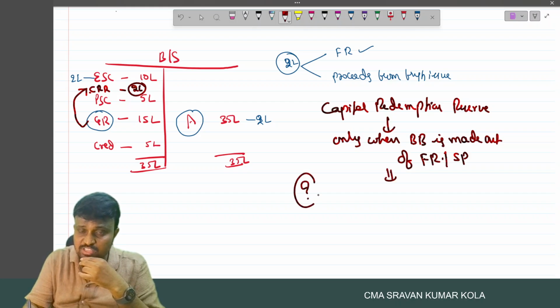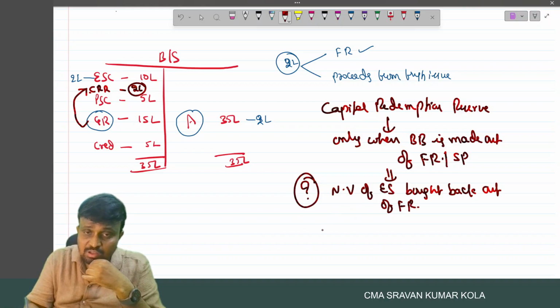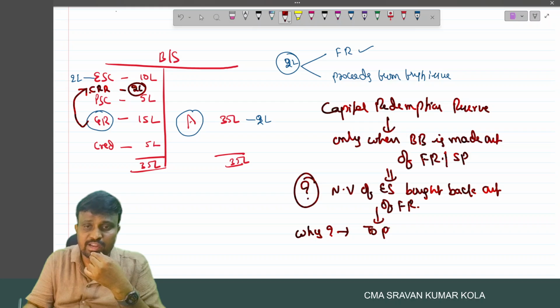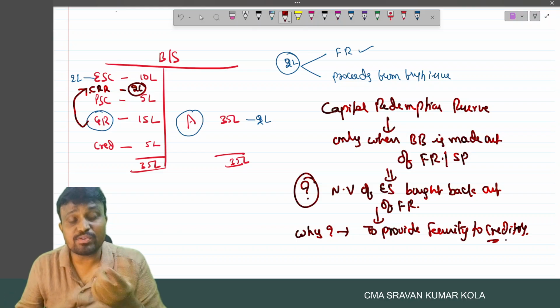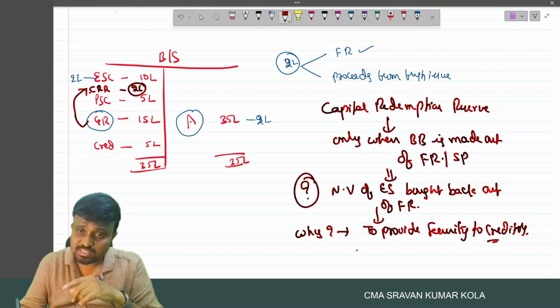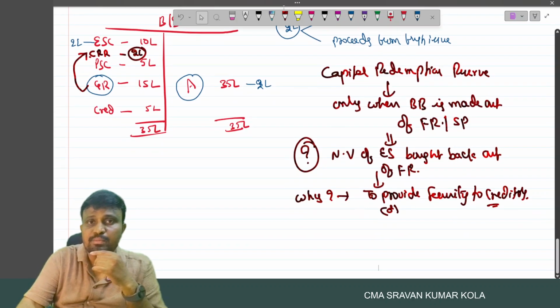And how much amount is transferred? The nominal value of equity shares bought back out of the free reserve. And why is it created? To provide security to the creditors. And one more reason is there, and it is also mentioned: to maintain the capital intact.